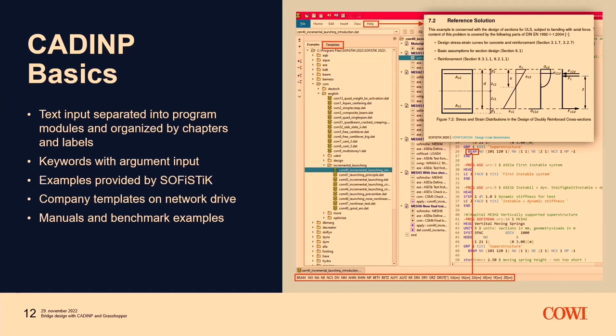Another thing that we recently started using is that you have the opportunity to add a template location too. So we have a template location for COWI provided examples, and then we have the examples provided by SOFiSTiK. That way we're able to share knowledge across the firm.